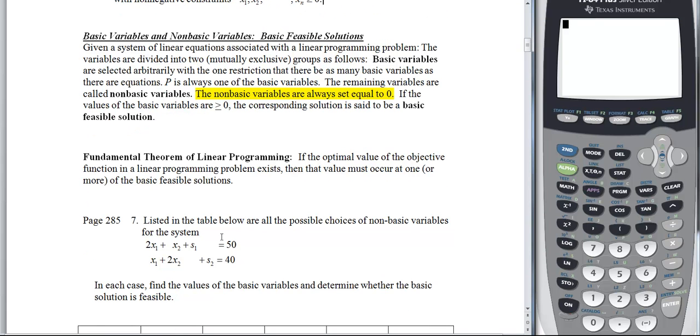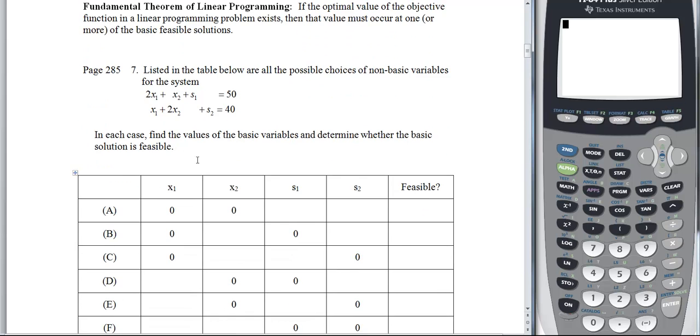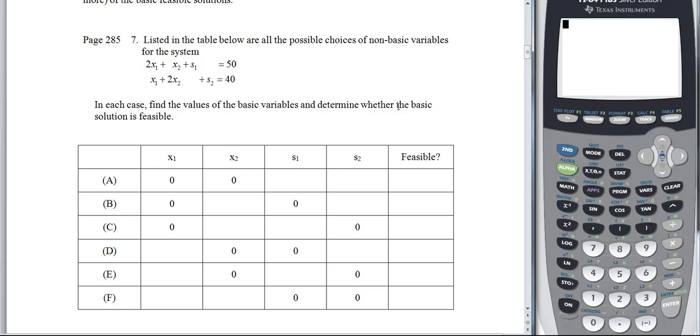In the first section, we've got problems like this. It says, listed in the table below are all the possible choices of non-basic variables for this system. In each case, they want us to find the values of the basic variables and determine whether the basic solution is feasible. If you'll notice, I've got 6 different ways that two of these 4 variables can be 0. So we're going to look at every one of them. If x sub 1 and x sub 2 are both 0, then s sub 1 would be 50, and s sub 2 would be 40. I'll worry about feasible in just a second.